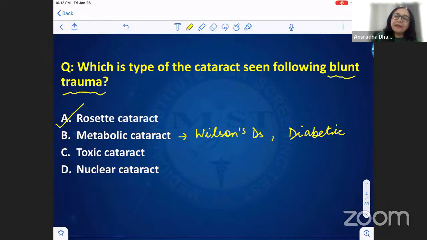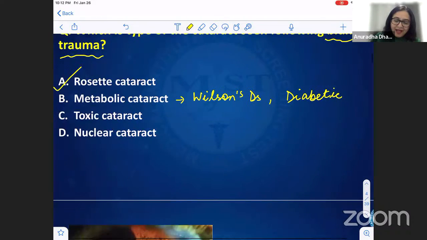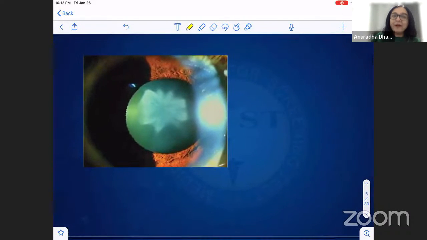For example, it can be secondary to steroids, or there are a number of other drugs which can cause that. Nuclear cataract can be a type of congenital cataract, or nuclear sclerosis can be a type of senile cataract. But what the examiner was asking very clearly here is which cataract you see in blunt trauma. Please always connect this image with blunt trauma.